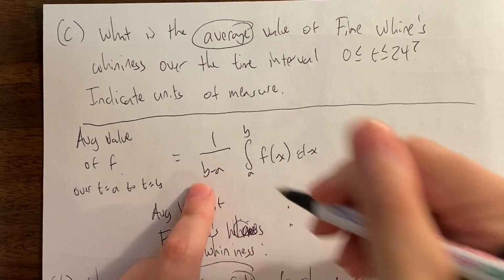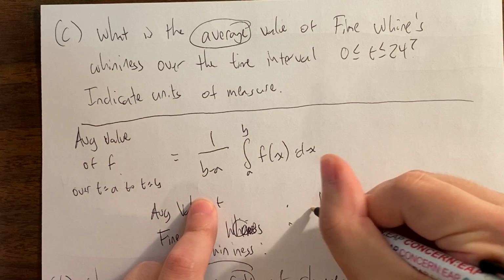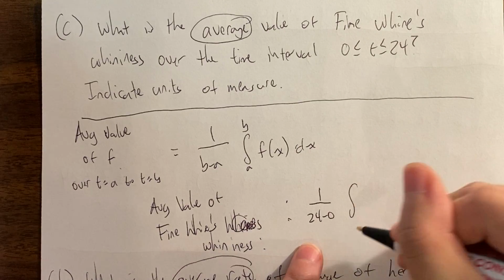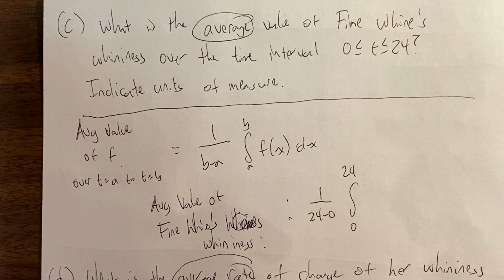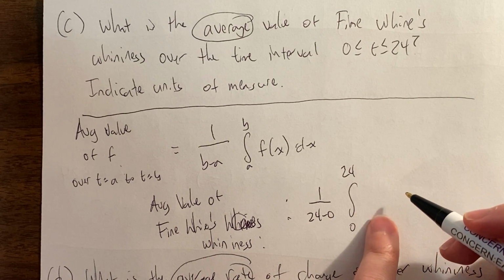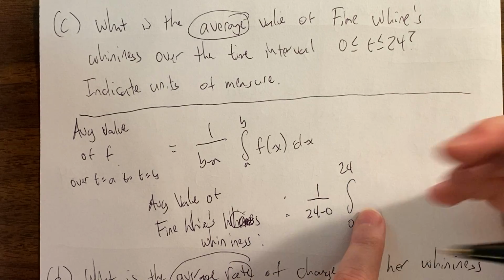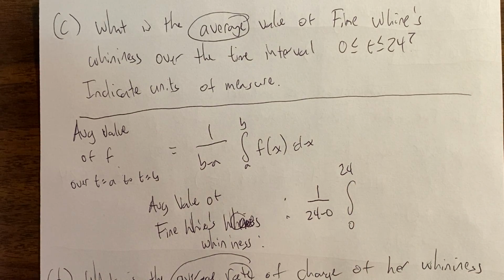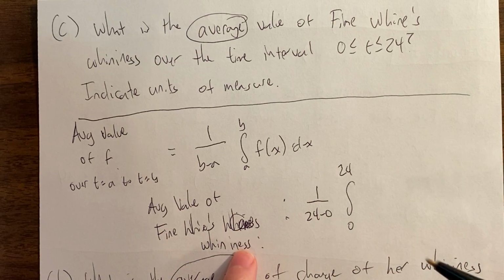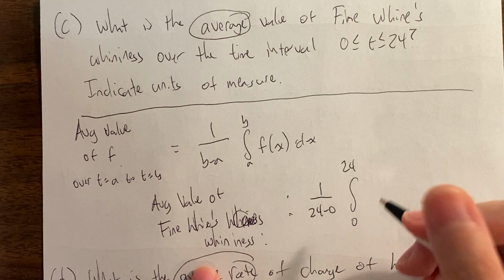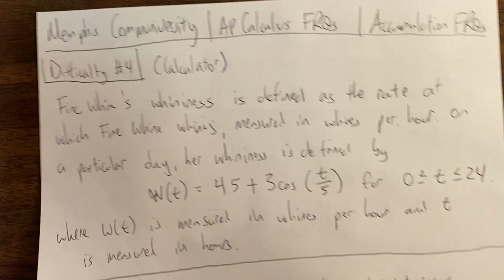So just be careful, you do need this factor on the front. So it's going to be 1 over 24 minus 0, which of course is 24, 0 to 24. And the big question is, what should I put in this function? Should I put the given? Should I put the derivative of the given? Well, again, whenever you're finding the average value of something and you're setting up this integral formula, you always put whatever you're taking the average of. So in this case, we are finding the average of W from the front, so we're going to put W here.